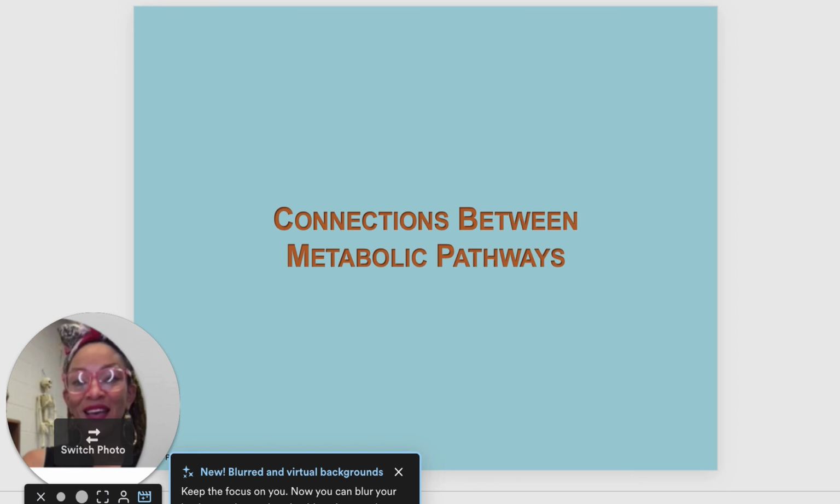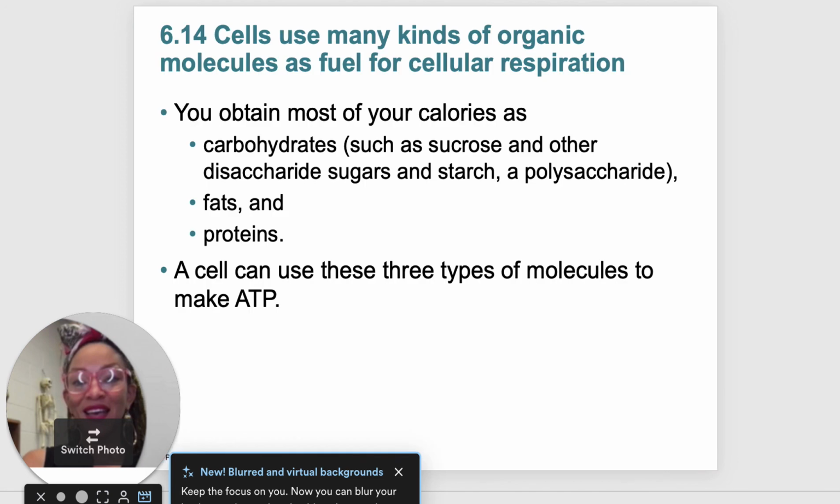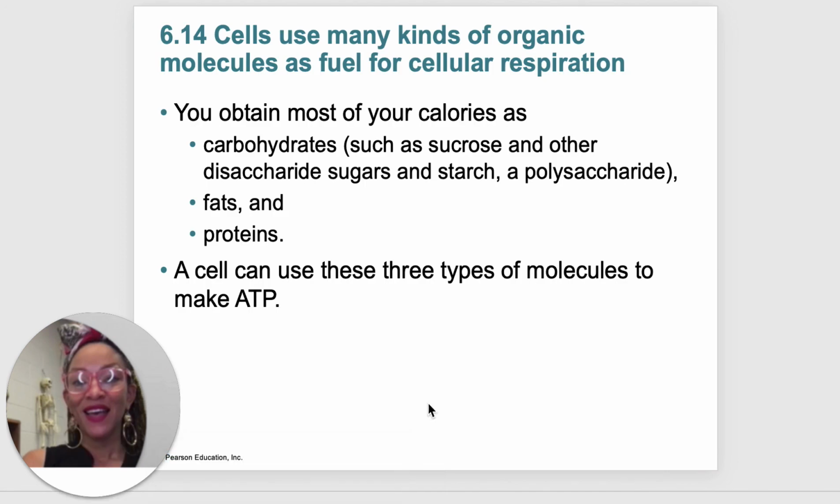All right, last part, let's talk about the metabolic connections between the different pathways. We might think of food as just calories, right? Calories in, calories out. But another way to think of food is that it is our fuel. It helps to fuel all these different types of processes that occur within our bodies.